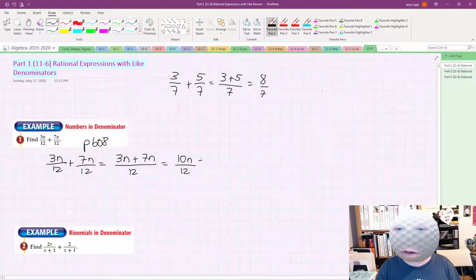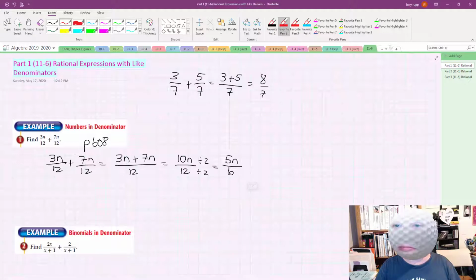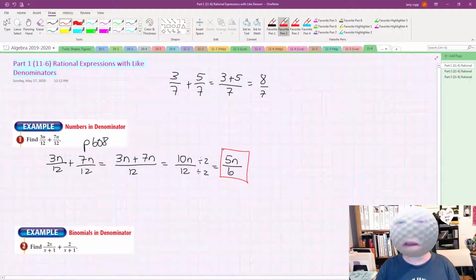What you can do is take out a 2 from both of these. So 10n divided by 2 is 5n, and 12 divided by 2 is 6. So 5n over 6 is your answer.